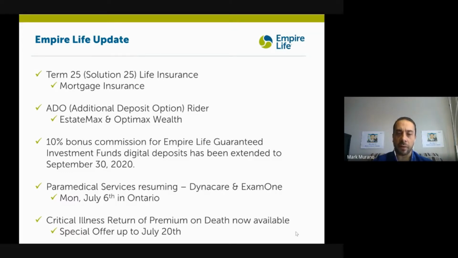Extra compensation on the segregated fund side: 10% bonus on gift deposits up until the end of September. Paramedical services are now up and running. If you do have a case that goes above our higher non-medical limits, we are able to get DynaCare and Exam 1 out there. Head office has told us that, of course, there is a backlog, and DynaCare and Exam 1 expect to be back on service standards by the middle of August. So just some patience as the industry as a whole gets through the backlog of cases. As always, at Empire we take care of all your ordering for your requirements. Whether you do fast and full or paper app, we do all your ordering for you. One less thing you have to do.